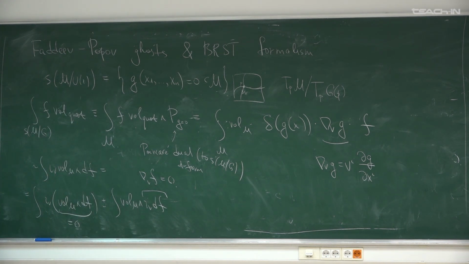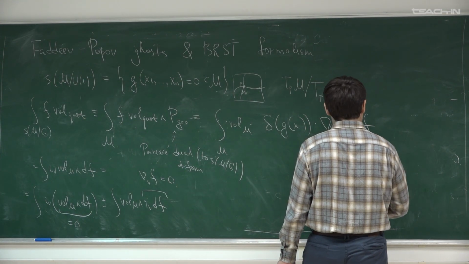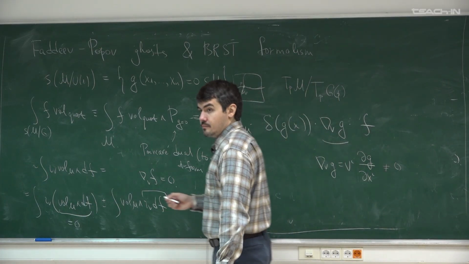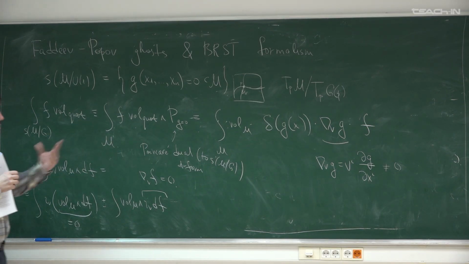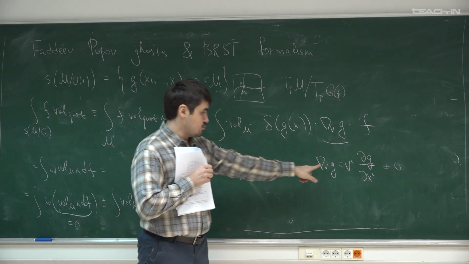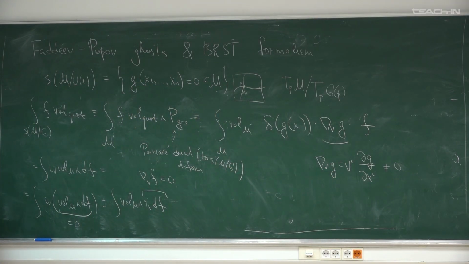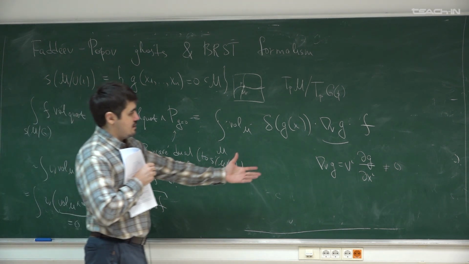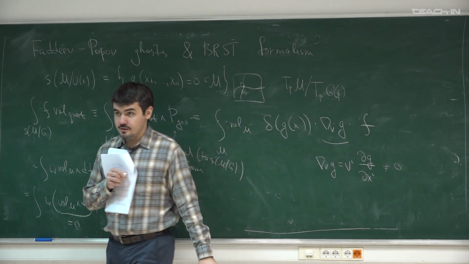And this is assumed non-zero, right? So this is assumed non-zero, because g should pick the point in orbit. So in itself, it should not be invariant with respect to the group action, right? More exactly, it should be opposite to being invariant. So we assume that this gradient is nowhere vanishing.